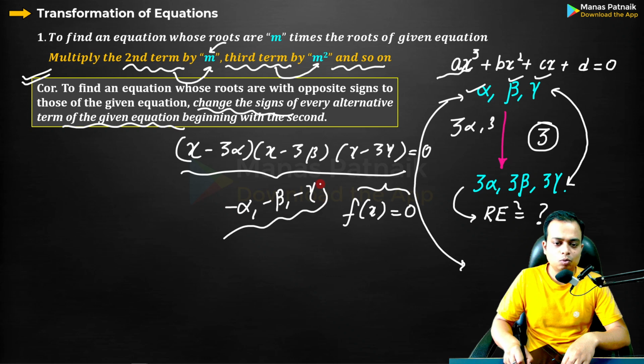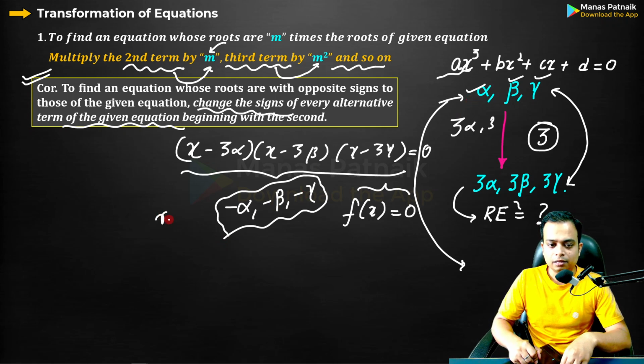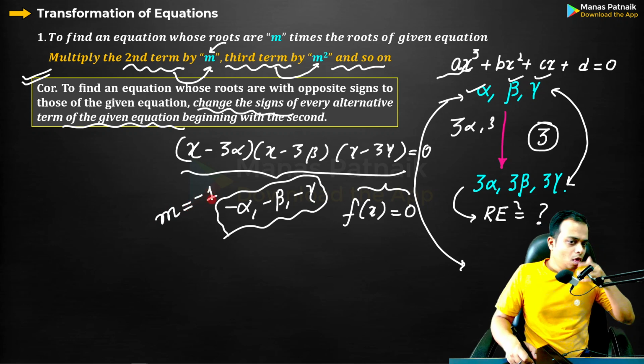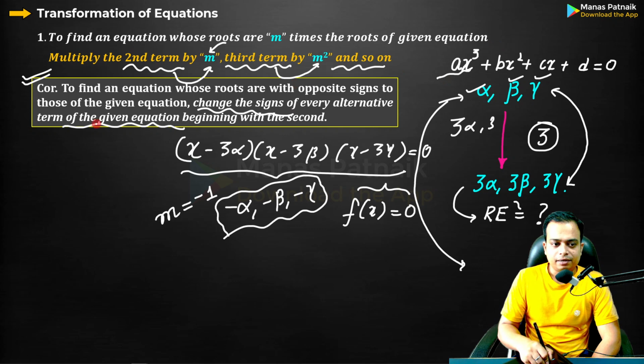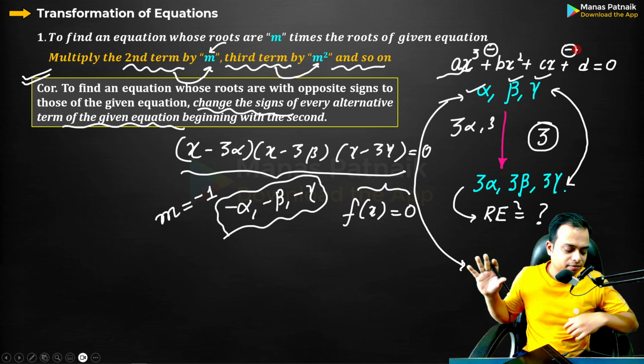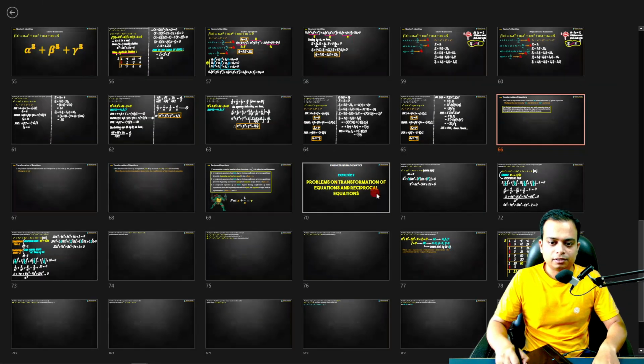How are you going to find this required equation? In such a case, the simple idea is, from alpha, beta, gamma, they have become minus alpha, minus beta, minus gamma. Therefore, the multiplying factor is m equal to -1, nothing else. Or what you can also do is, every alternate term starting from the second, plus becomes minus, or minus becomes plus, vice versa. No problem. Okay, I think we can go ahead with an example of this.